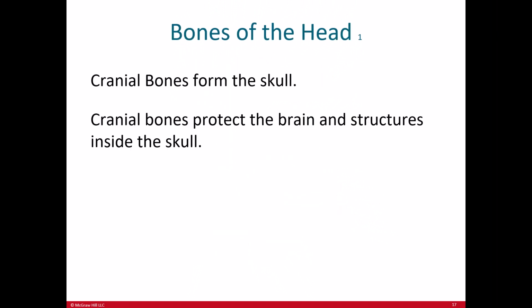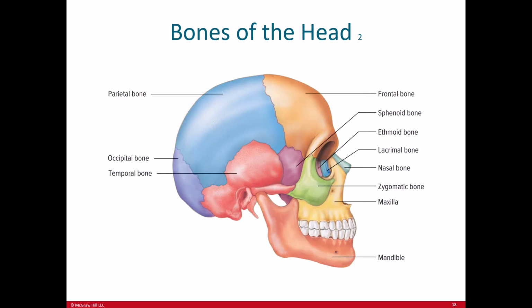Now let's talk about bones of the head. We have the cranial bones, which form the skull. Cranial bones protect the brain and structures inside the skull. Next, we're going to look at them in a little more of a dynamic view. So as you can see, it might look like it's one piece, but it's actually composed of multiple different bones.